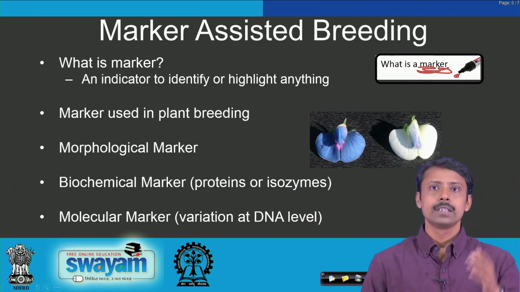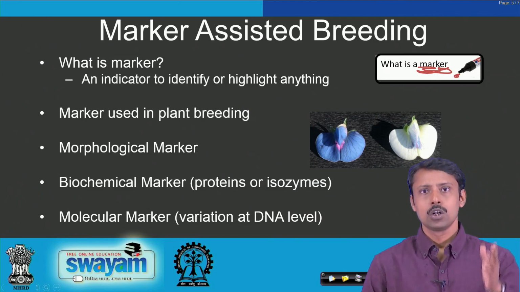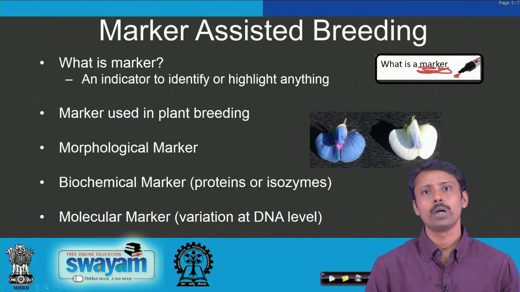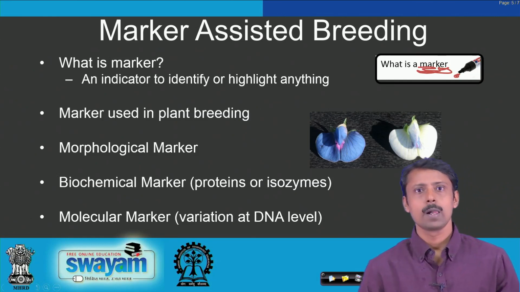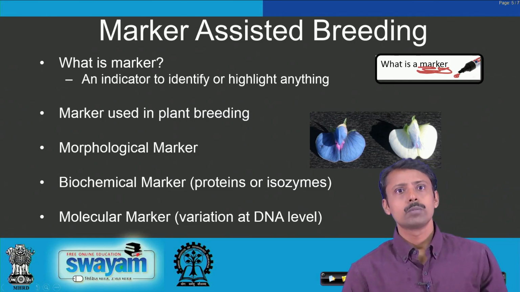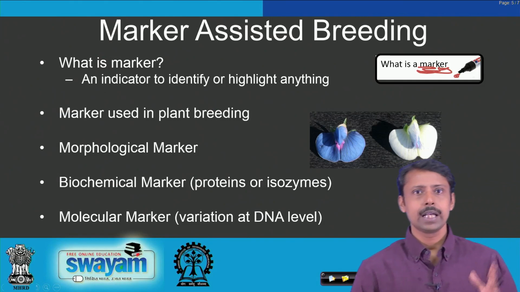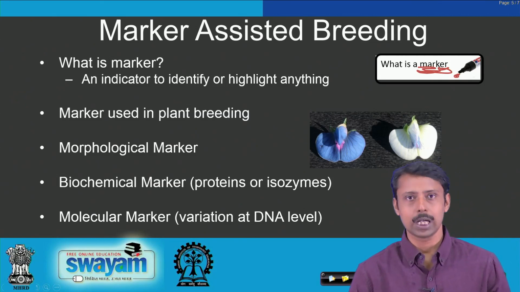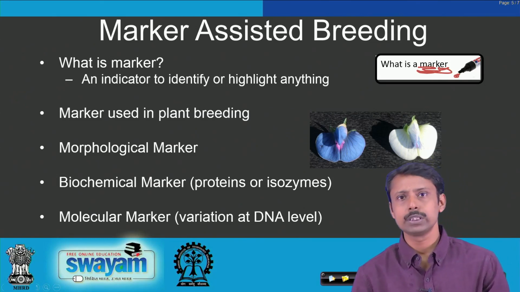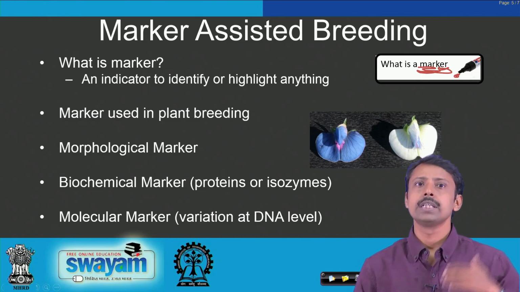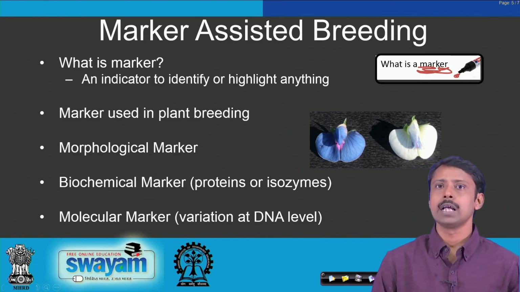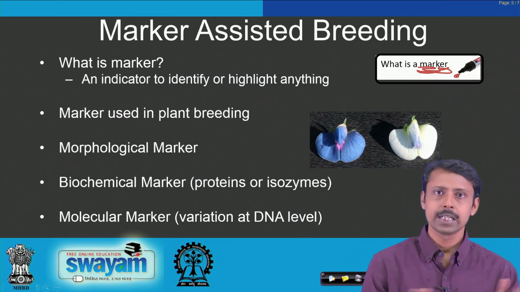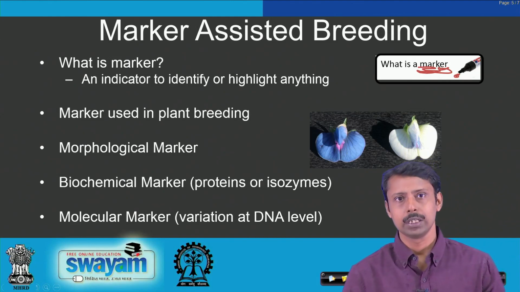Here you can see two different flower colors of Lathyrus species. One is blue, another one is white in color, so they can be distinguished. Along with morphological markers, there are other markers like biochemical markers. Suppose we have 4 to 5 different wheat genotypes. By seed we cannot distinguish them easily, but if we use biochemical markers at the protein level, at the isozyme level, we can distinguish them. Different banding patterns can distinguish one variety from another.